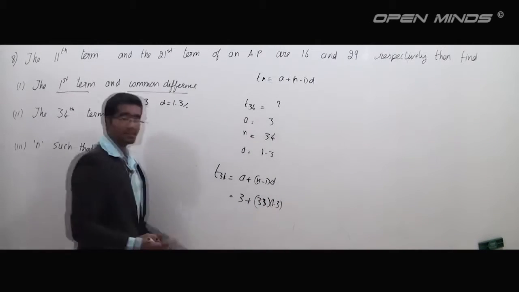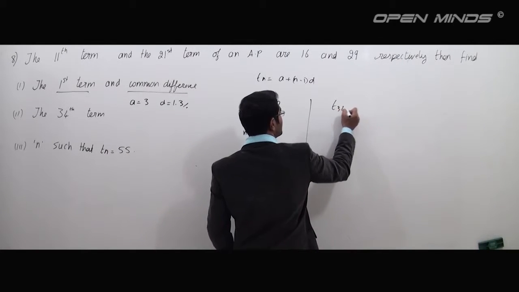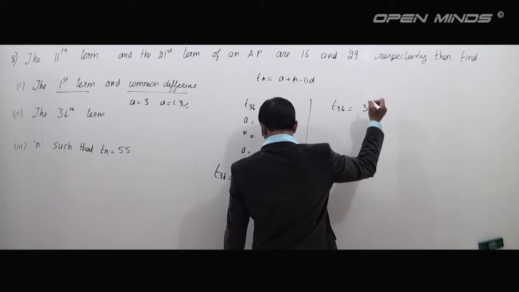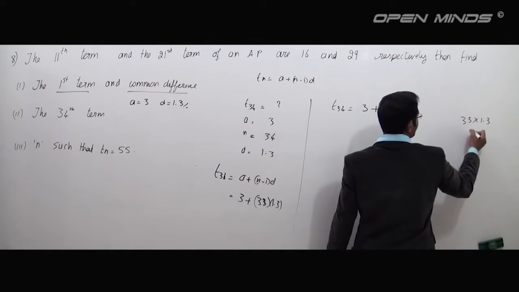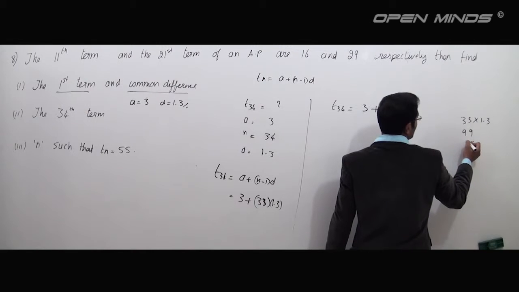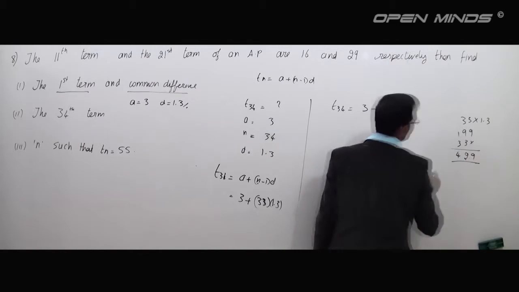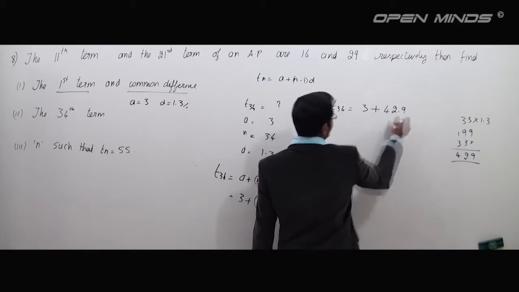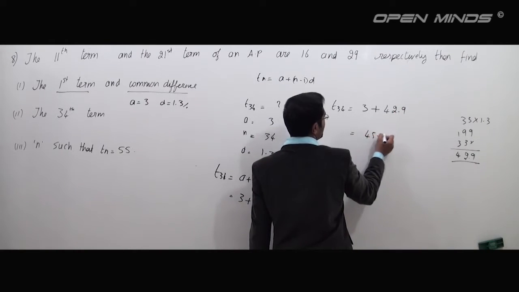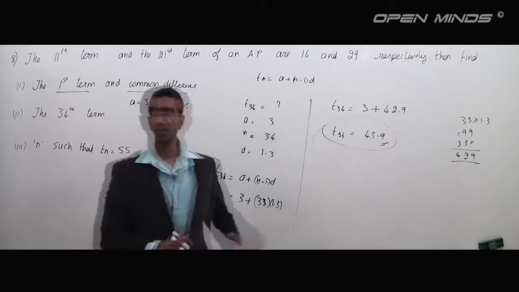That's it. So let's work on this. T34 is 3 plus 33 times 1.3, that is 42.9. And adding the 3, we get 45.9 as the answer. That is T34. Very, very simple problem, right?